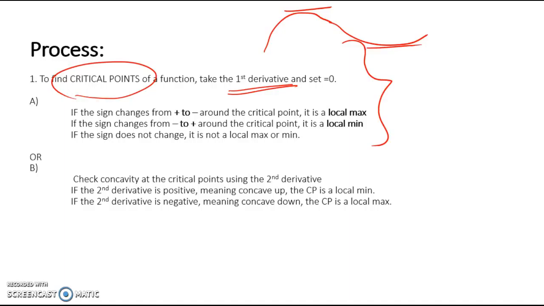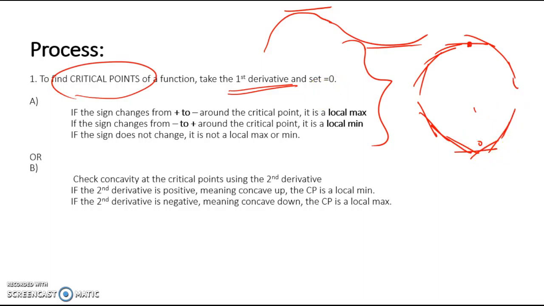So you can do a first derivative test to tell if it's a local max or min by looking at the sign changes around that point. If it changes from a positive slope to a negative slope, it's got to be a local max. If it changes from a negative slope to a positive slope, it's a local minimum.